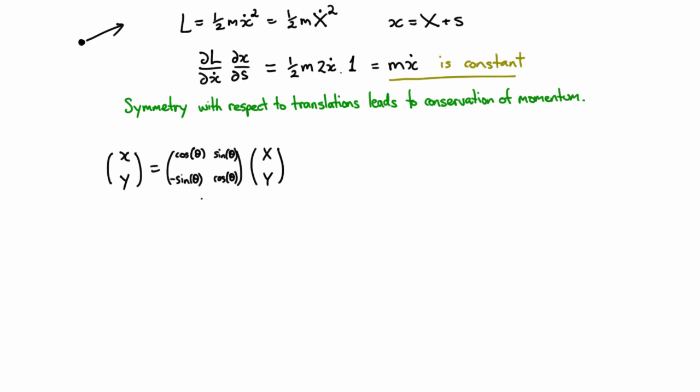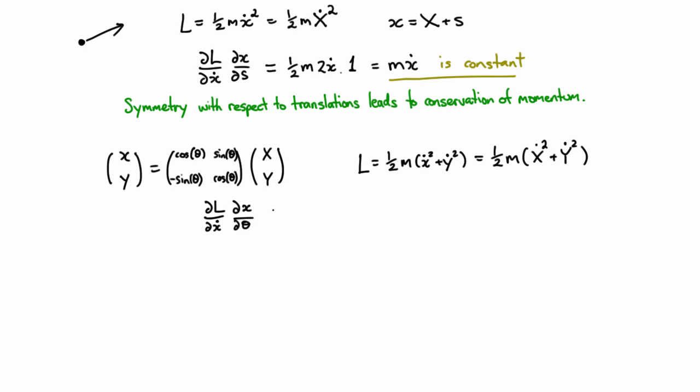And so our old coordinates and our new coordinates are related by rotation. And suppose we still have this free particle. Then beforehand, my Lagrangian was a half m times x dot squared plus y dot squared. And if we calculate the new one, we find that that's the same. So we have a conserved quantity. And that conserved quantity is given to us by Noether's theorem.